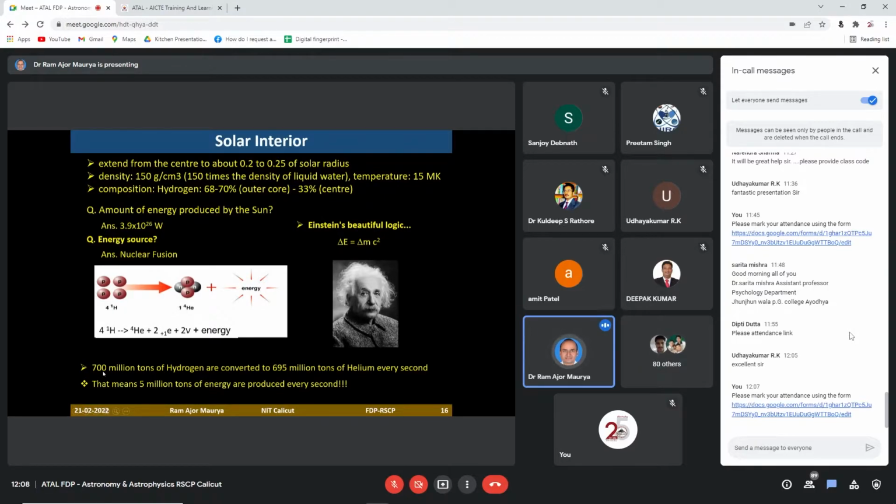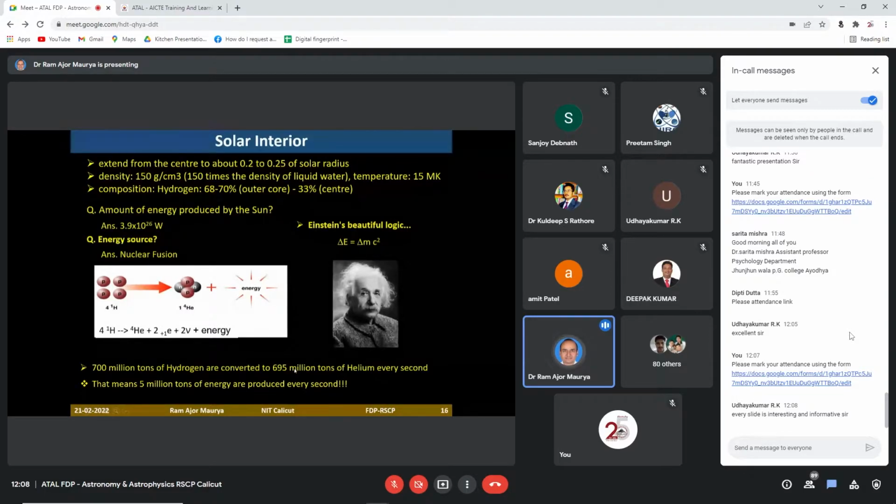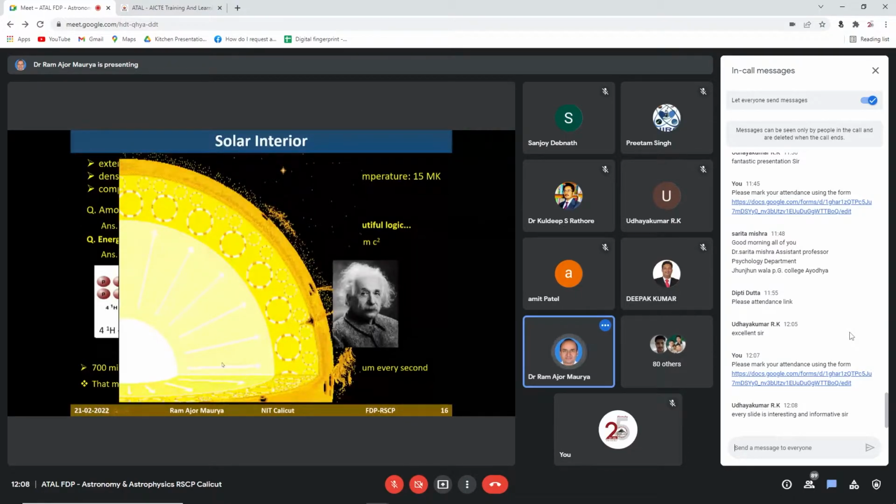So it would come to around 700 million tons. 700 million tons of hydrogen is converted to 695 million tons of helium. So there would be a mass difference of 5 million tons, and that is being converted into energy. This is just one animation from the core, showing how the energy is propagating: radiation, then we have convection, then here we have the photosphere.